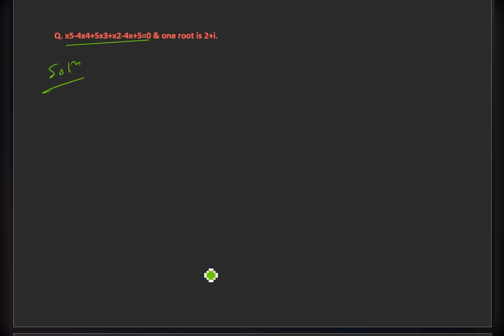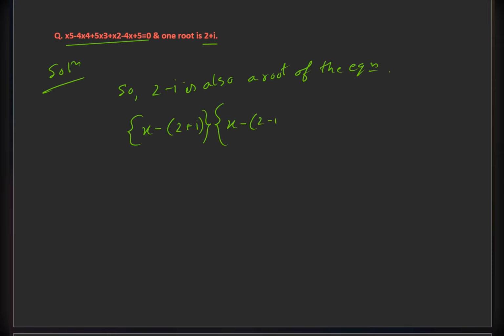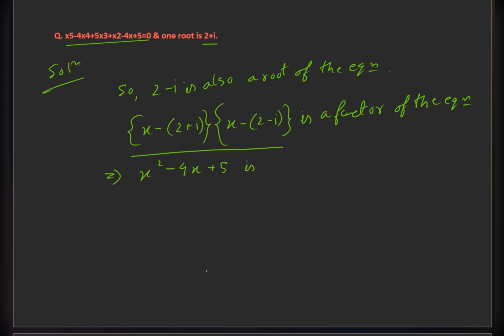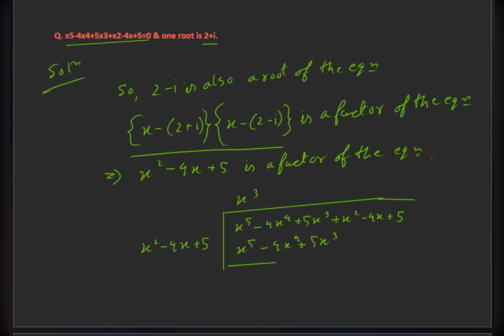Here the given equation is this and the roots are this. So we can write 2 minus i is also a root of the equation. So now we have to write the factors as x minus 2 plus i, and x minus 2 minus i are factors of the equation. So if we solve it, we will get x square minus 4x plus 5 as a factor of the equation. So now we have to divide the given equation by the factor, and we will get the answer as x cube plus 1. So now we have to solve it. x cube plus 1 equal to 0.